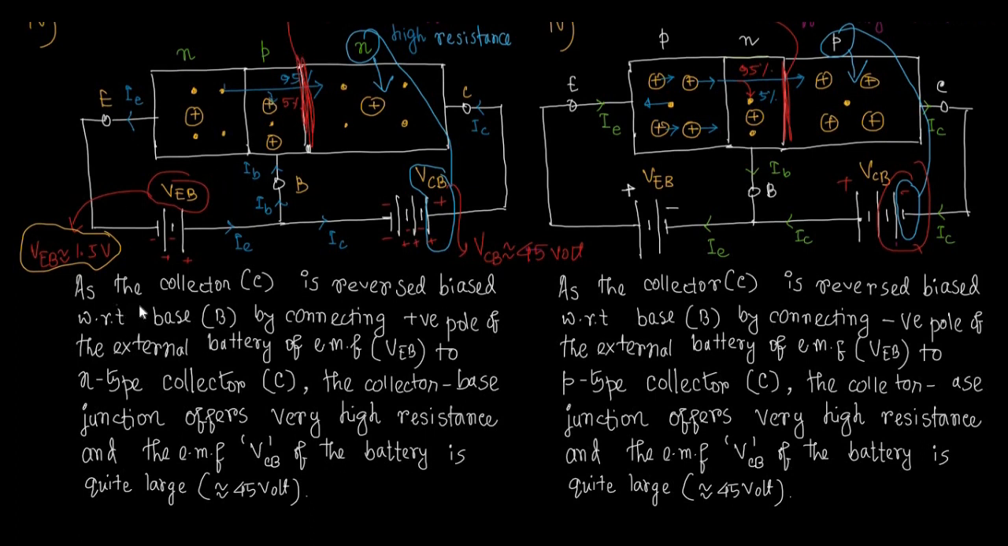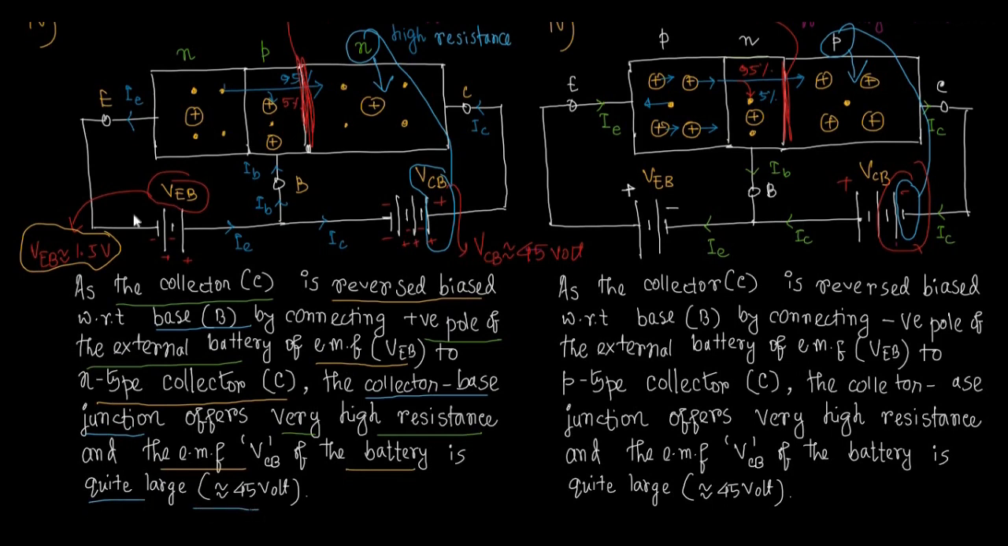For NPN transistor, the collector C is reverse biased with respect to the base by connecting the positive pole of the external battery of EMF VCB to the n-type collector. The collector base junction offers very high resistance, and the EMF VCB of the battery is quite large, which is approximately equal to 45 volt, which is applicable for NPN transistor.